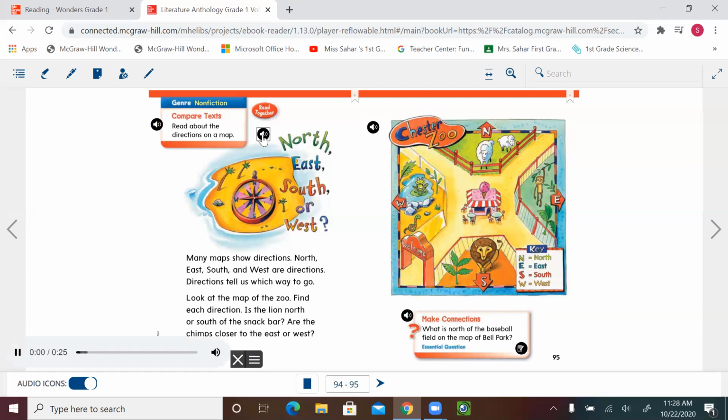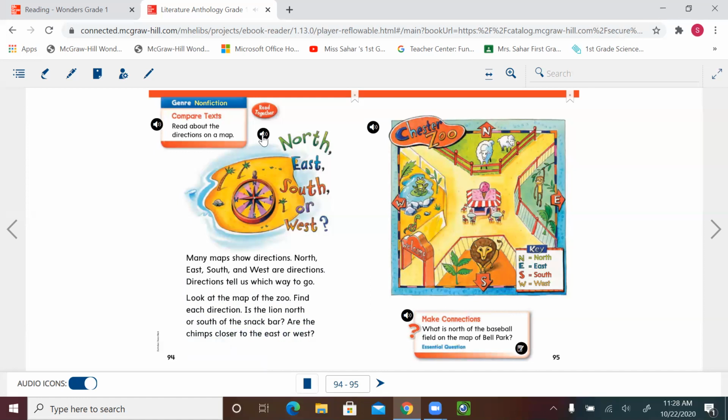All right. North, east, south, or west. Many maps show directions. North, east, south, and west are directions. Directions tell us which way to go. Look at the map of the zoo. Find each direction. Is the lion north or south of the snack bar? Are the chimps closer to the east or west?